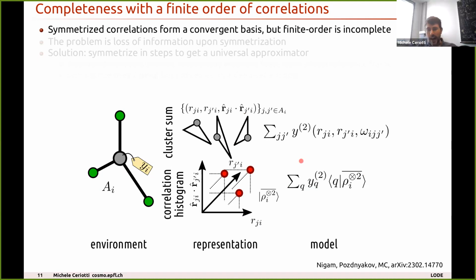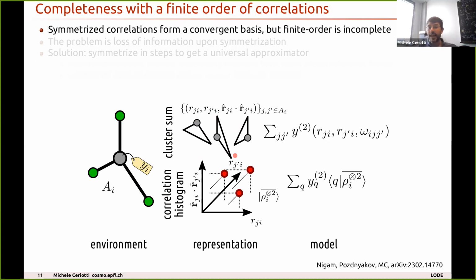Our end goal is to have a description for an environment that is symmetric with respect to the permutation of the labels of the neighbors and symmetric with respect to rotations. This hierarchy of correlation functions is basically equivalent to taking histograms of tuples of neighbors. So we disregard all the information on the labels of the neighbors, and we make sure that we take only the part that is symmetric with respect to rotations.